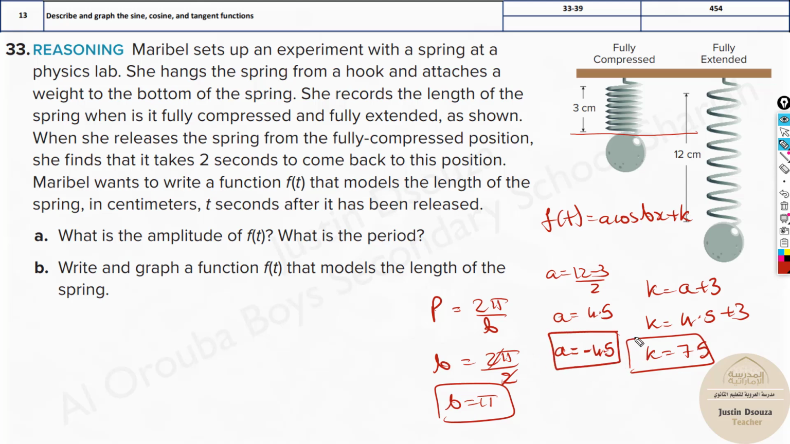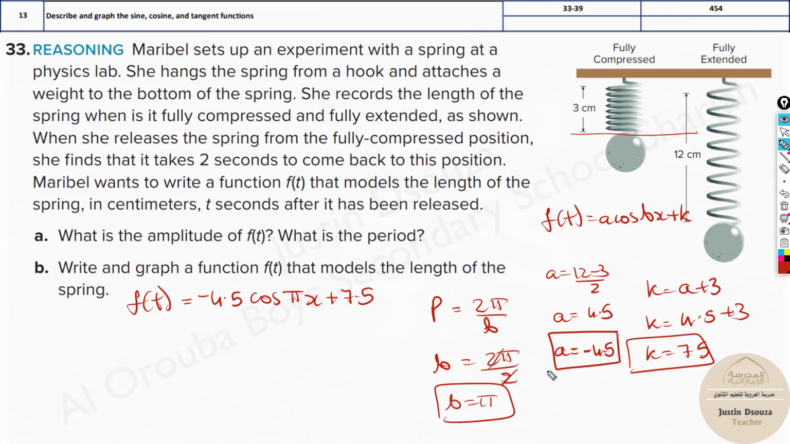So we found all these. Now just put it back in the equation. Function f of t will be equal to minus 4.5 cosine pi t plus 7.5. This is your function f of t. If this is one of the options, you can just test a few points and figure out which is the correct answer.